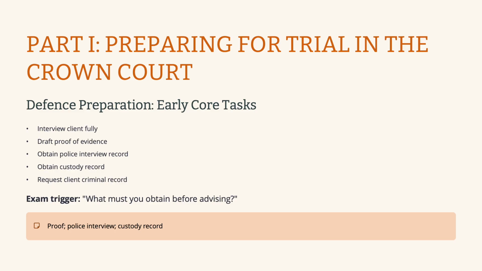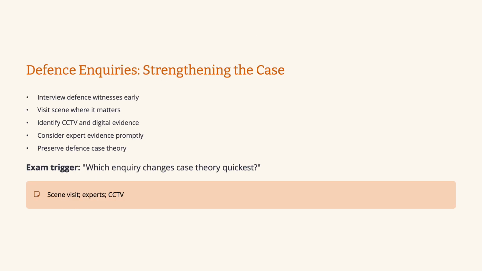Fifth, request your client's criminal record. You need to know their previous convictions because they affect bail, potentially affect admissibility of evidence, and are relevant to sentencing if convicted. In the exam, they can ask what you must obtain before advising. At minimum, proof of evidence, police interview, custody record, and criminal record. So those are the points you need to keep in mind.